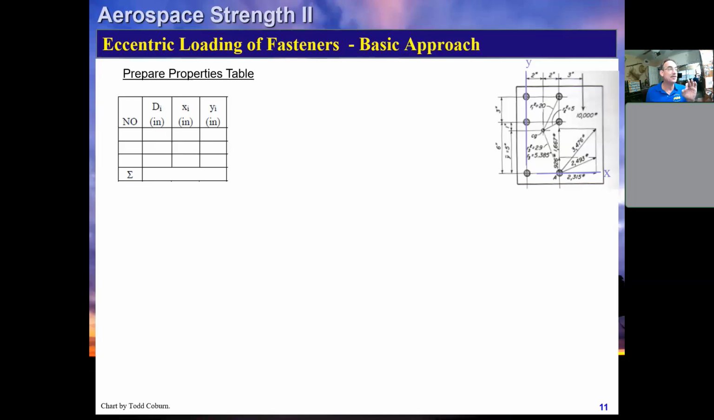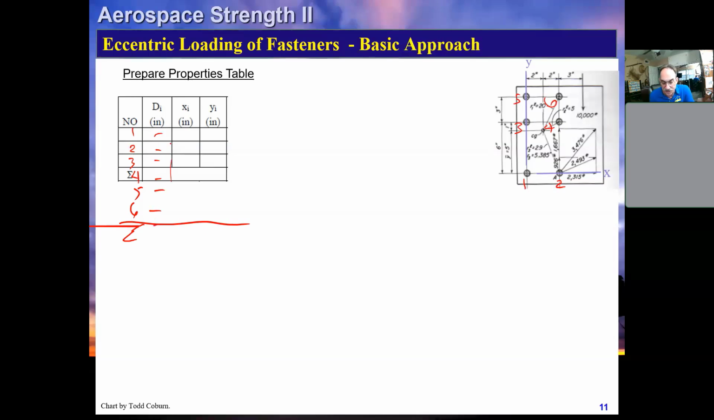In this case, how many entries are we going to have in this table? 6. You see we have 6 fasteners, one entry for each fastener. One thing I didn't tell you is what you also want to do first, once you identify your coordinate system, is identify these fasteners: 1, 2, 3, 4, 5, 6. We'll put in the diameter of each.